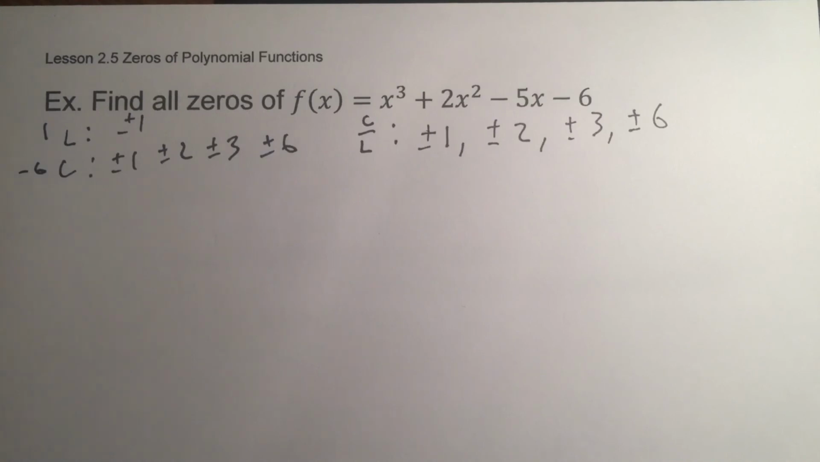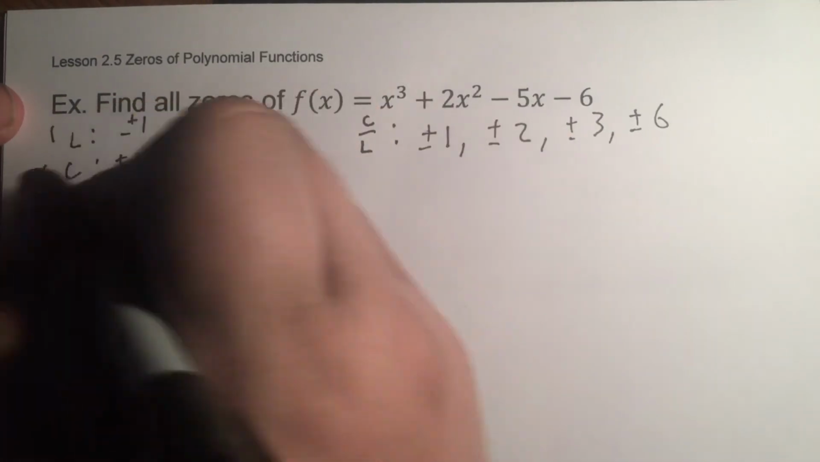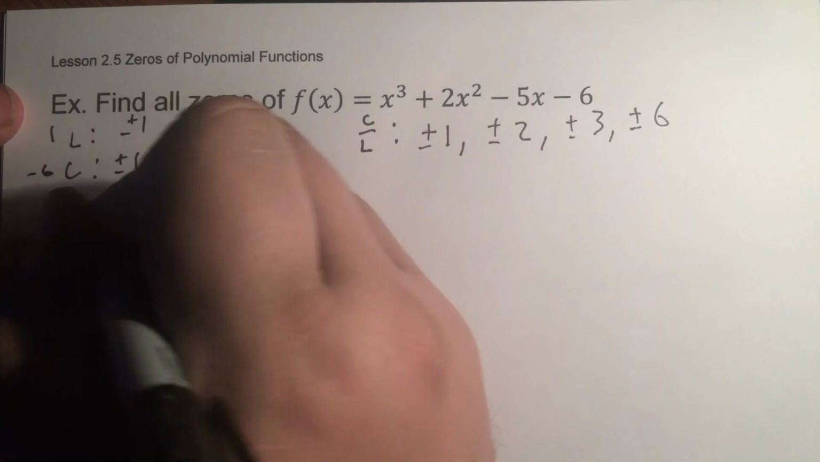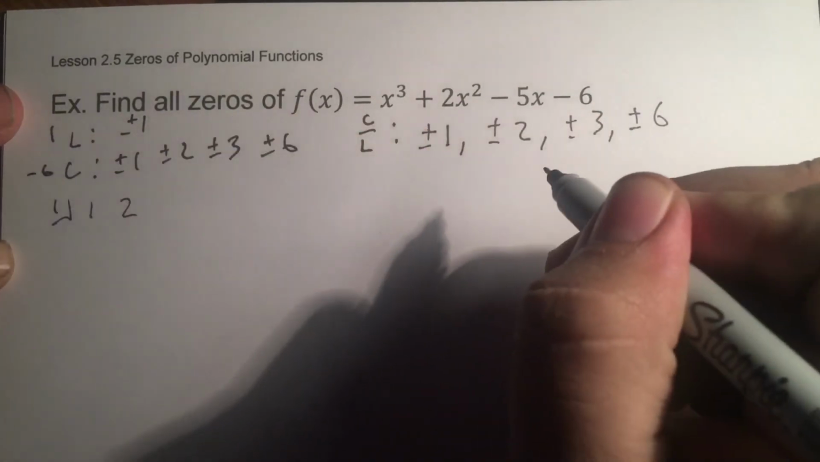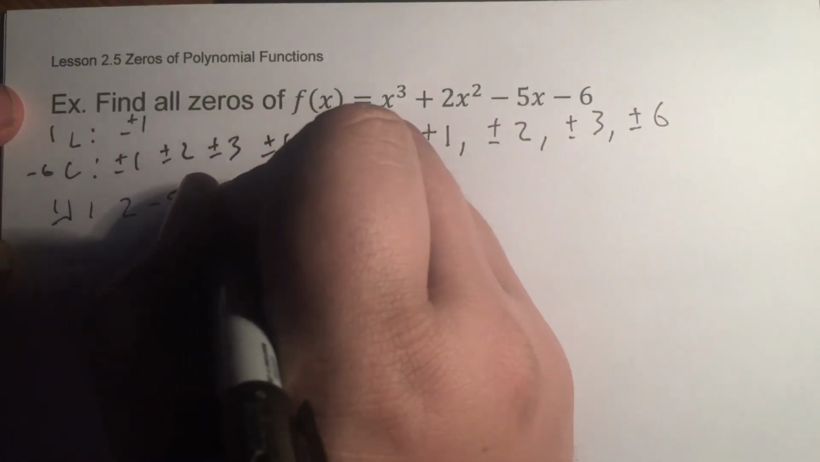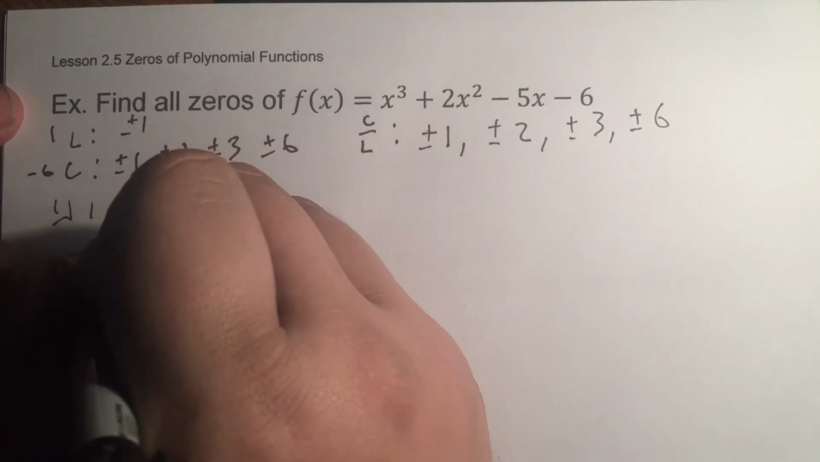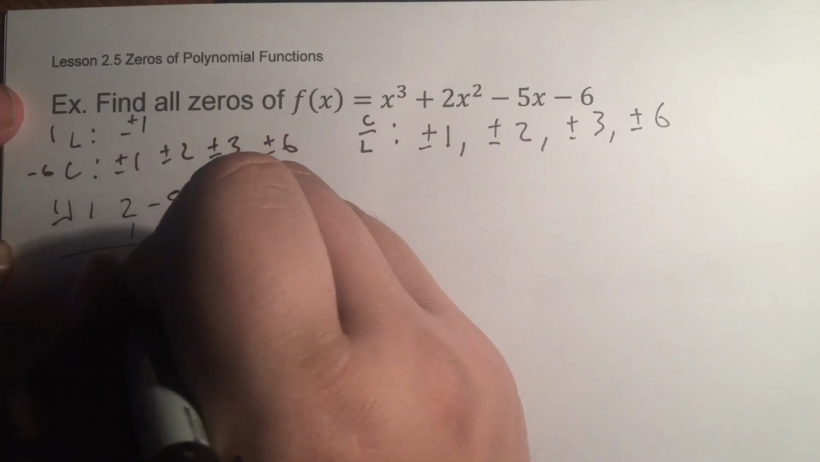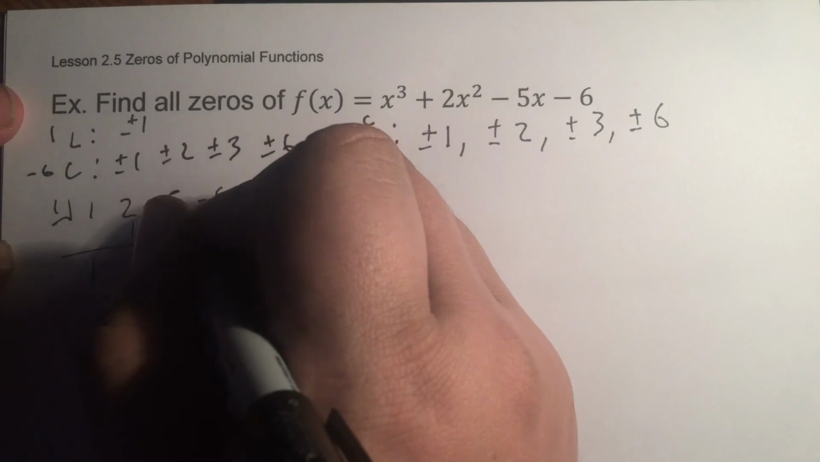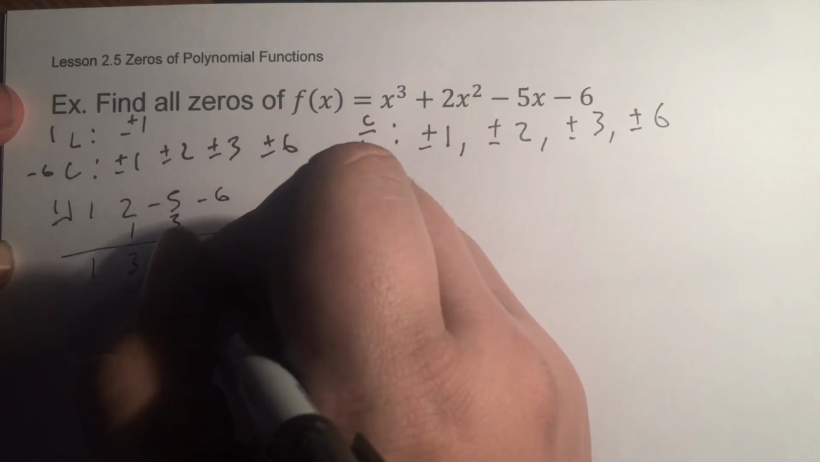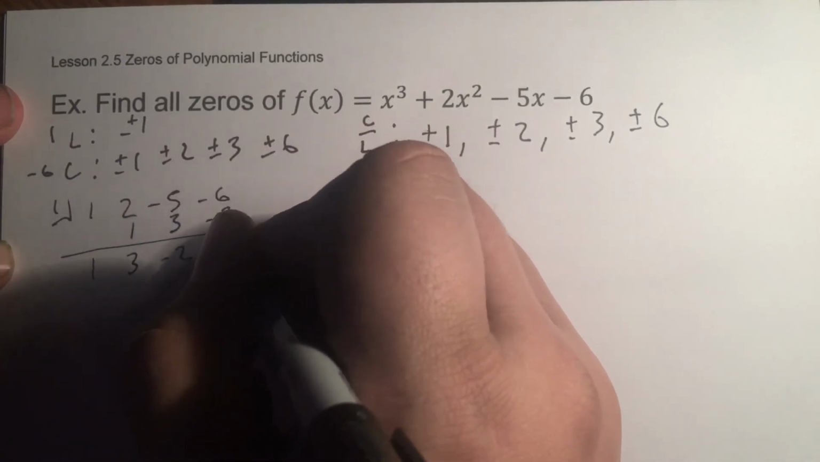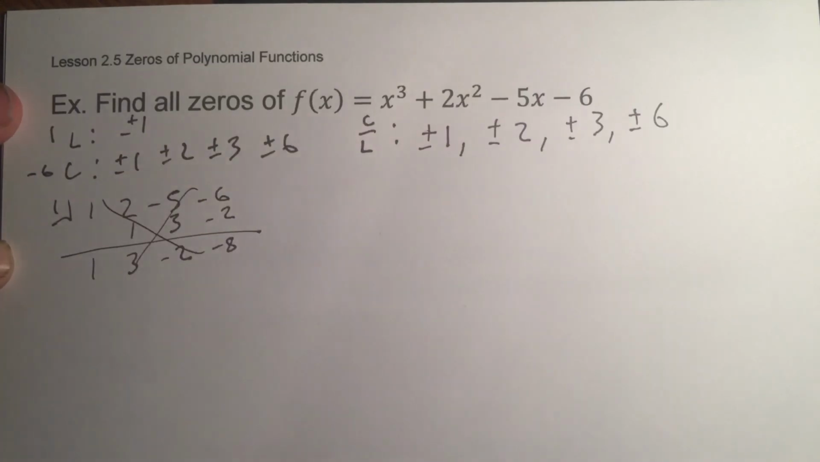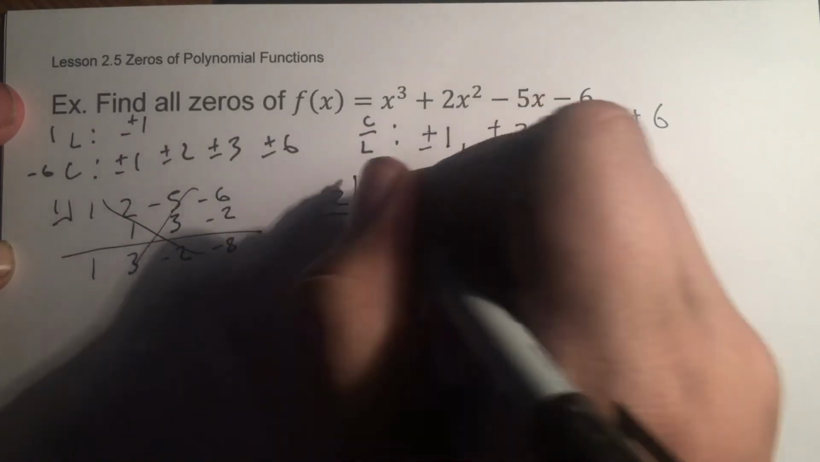What we're going to do is start checking. I'm going to start with 1 in the box. So we have 1, 2, -5, -6. So 1 times 1 is 1, 2 and 1 is 3, 3 times 1 is 3, so -5 and 3 would be -2, -2 is -8. So it doesn't work. So I'm going to go on to 2.